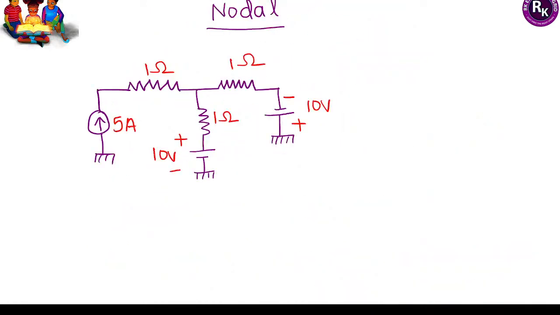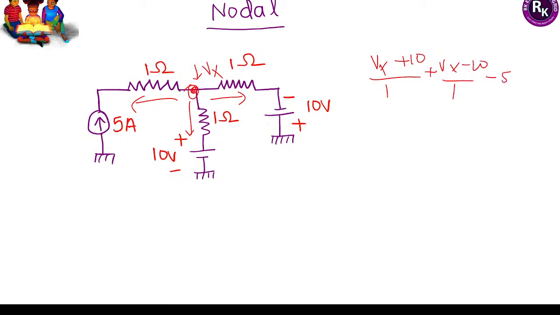Next, if you talk about nodal, we know how to apply nodal, right? Suppose I want to know the voltage at this point, what will you do? Step number one, we assume this is the selected node, the superior node, and we have to find the unknown voltage Vx. Our assumption is that from the selected node all the currents are going away. So writing the expression for these three branches: (Vx minus (minus 10))/1 plus (Vx minus 10)/1 plus (minus 5) equals 0. By solving this we can easily find the value of Vx.